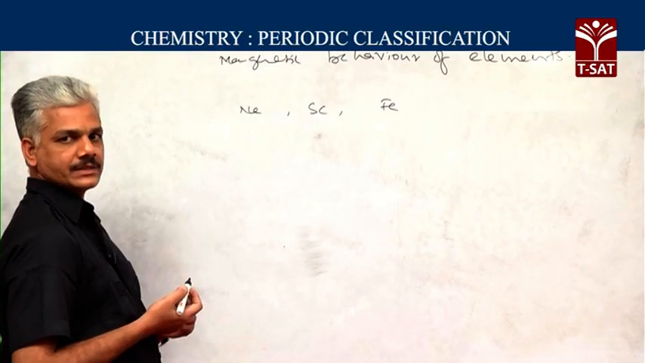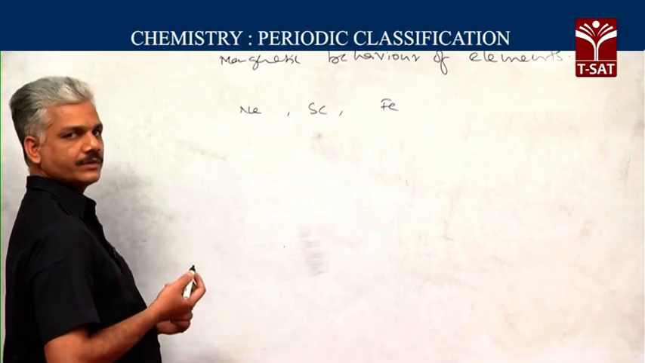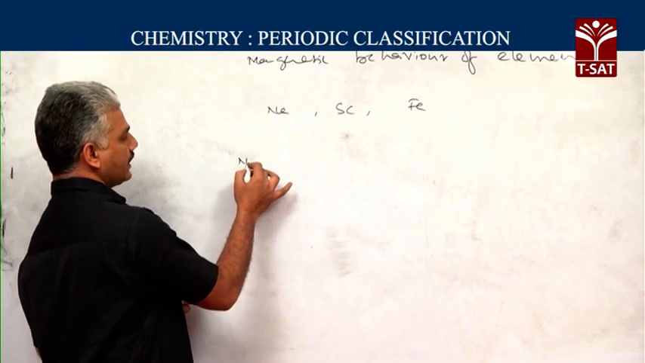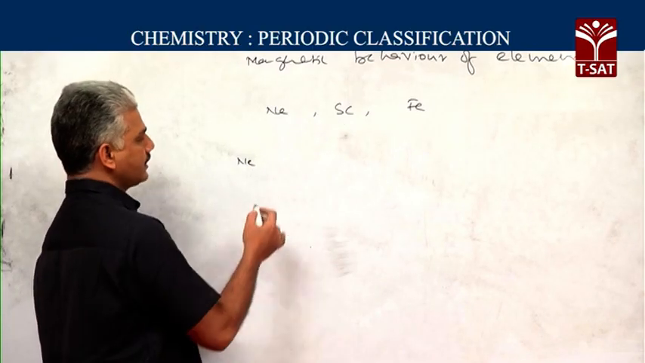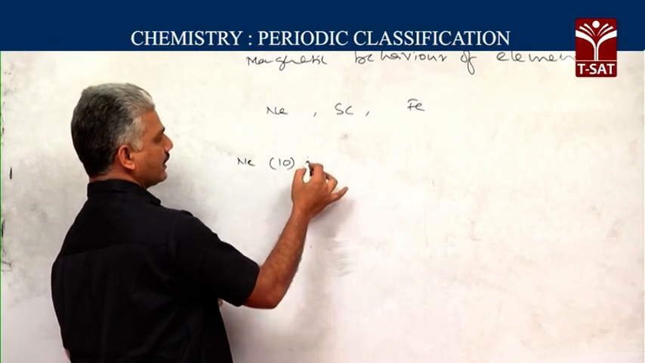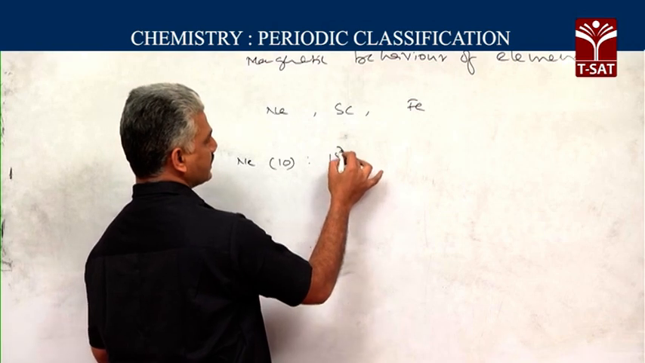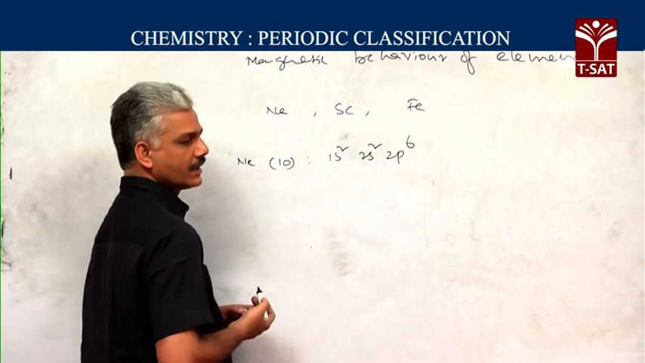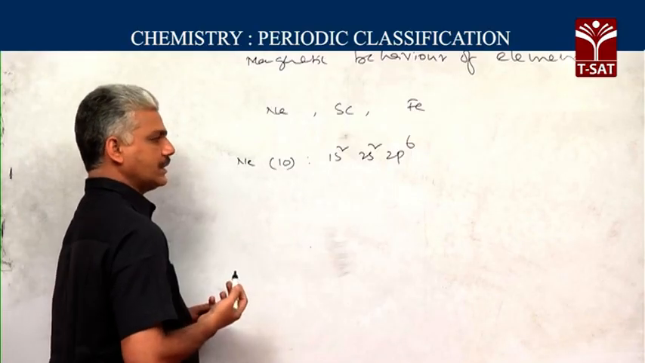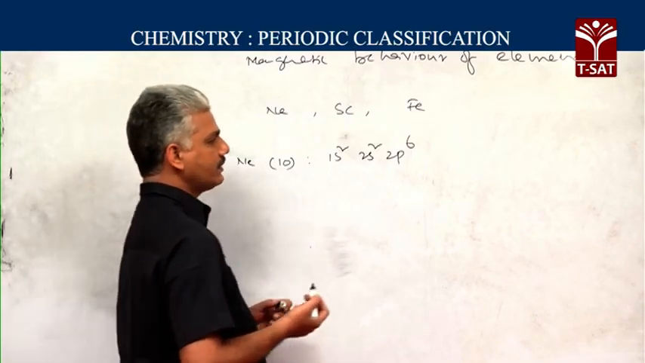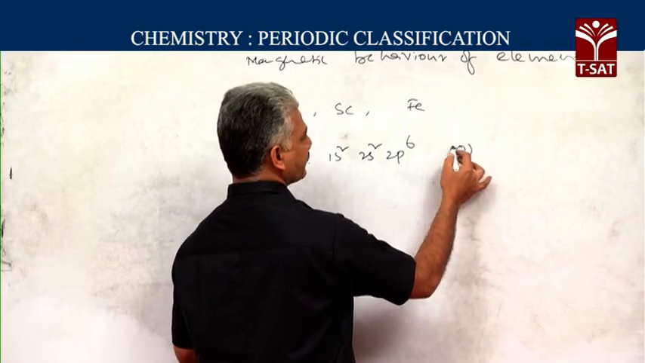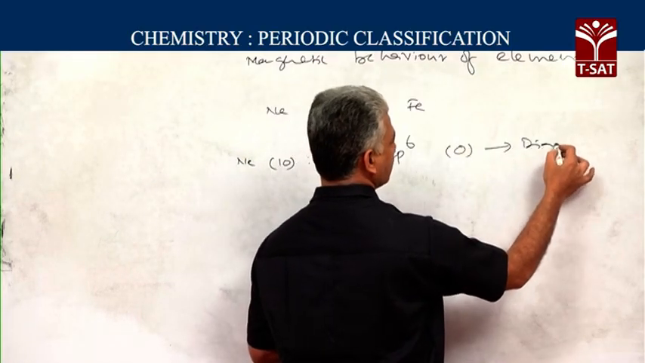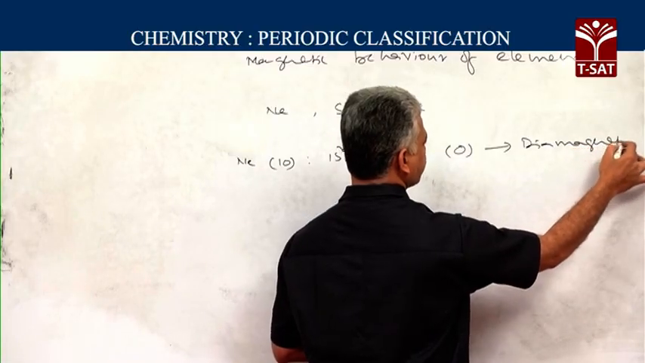When elements are specified like that, we have to write down their electronic configurations. If you take the first case, neon, its atomic number is 10 and electronic configuration is 1s2, 2s2, 2p6. So, with this configuration, the number of unpaired electrons is 0. Hence, the nature of neon can be called diamagnetism.